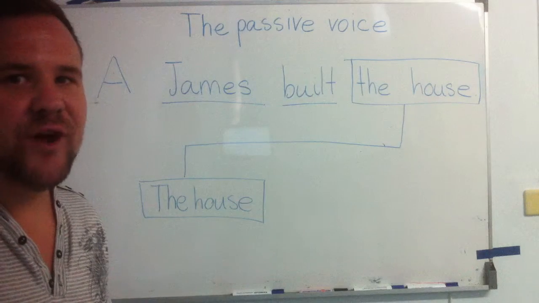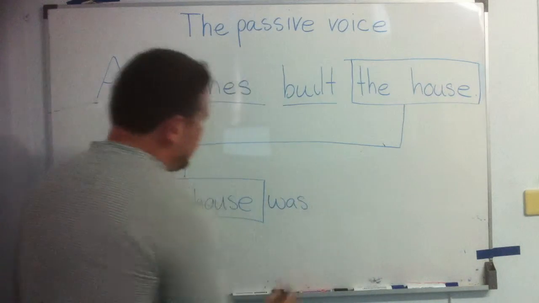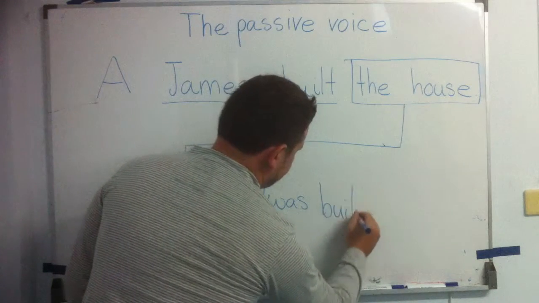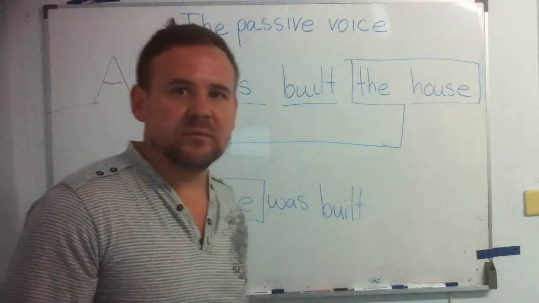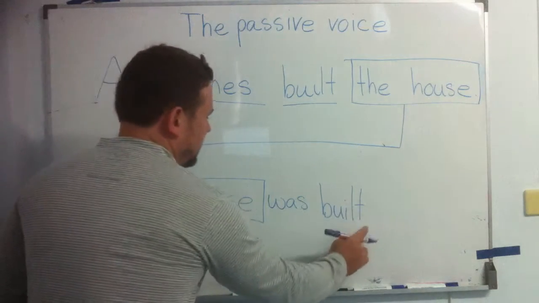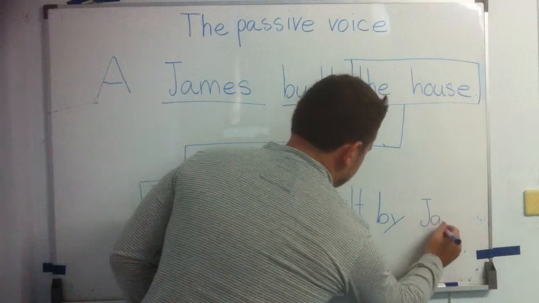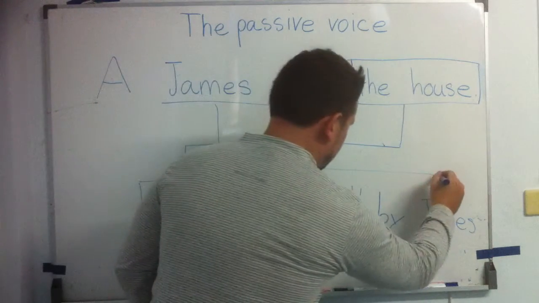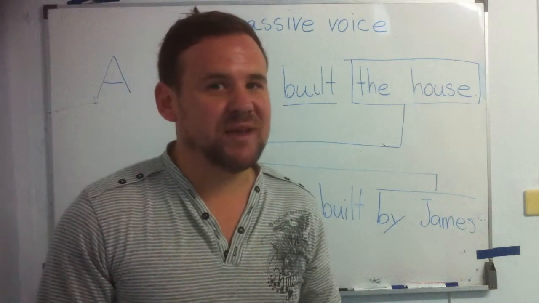And what's next? The verb be. The house was. Our verb, built. And remember, we can stop there. We can just say the house was built. That's it. But if we want to say who the doer is, then we have to use this word by. By James. And there you go. You can see that comes up here. Okay, I hope that's starting to make sense.